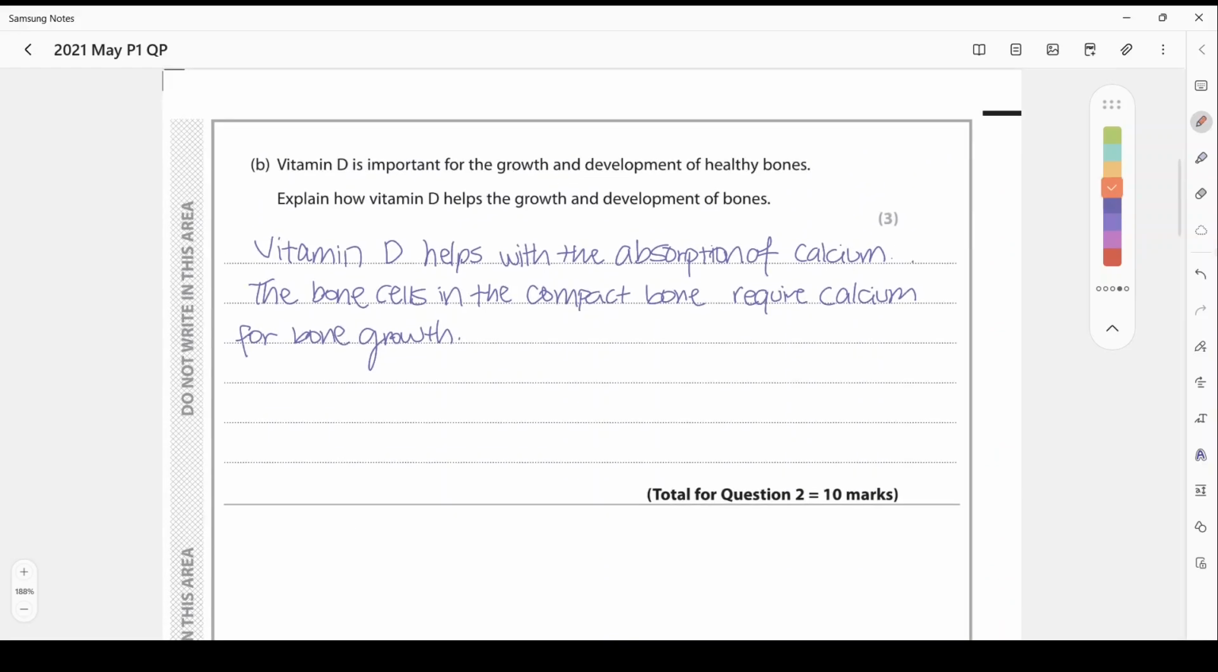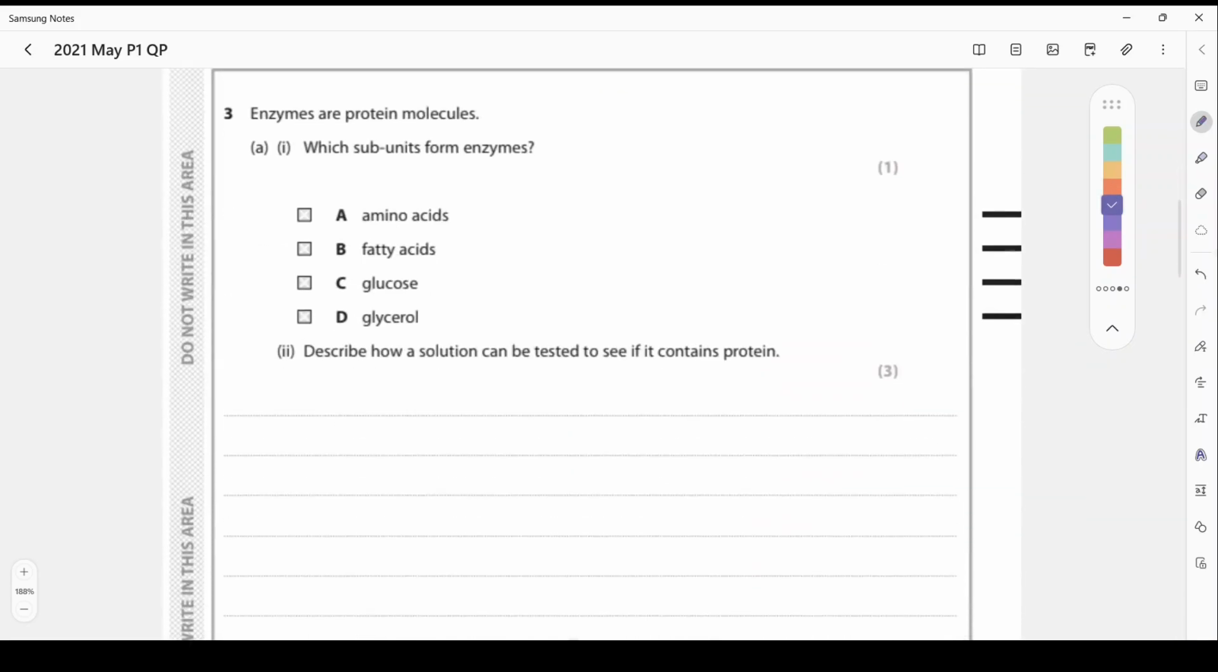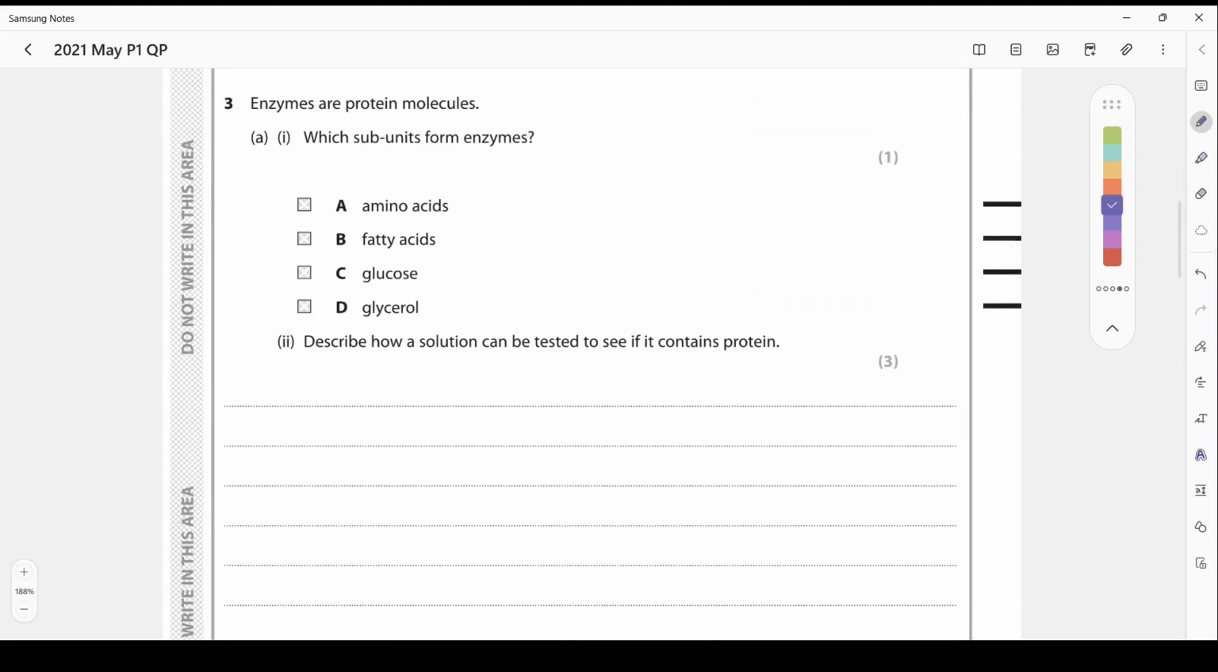All right, let's go over the marks first. So one mark is for the absorption of calcium. The second mark is for bone growth. The third mark is mentioning the compact bone. All right, let's move on to question 3. Enzymes are protein molecules. Which subunits form enzymes?